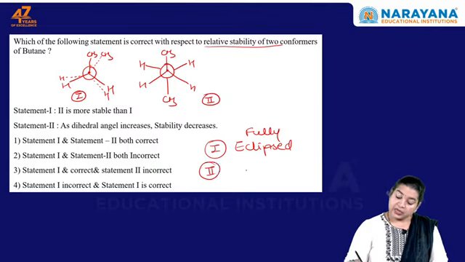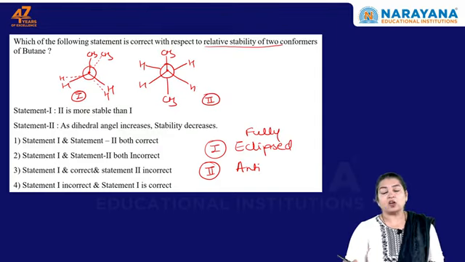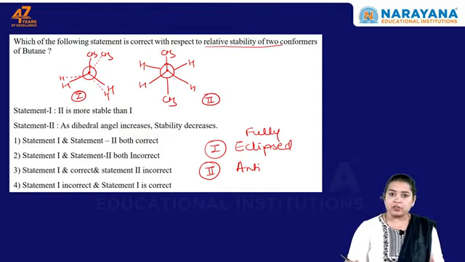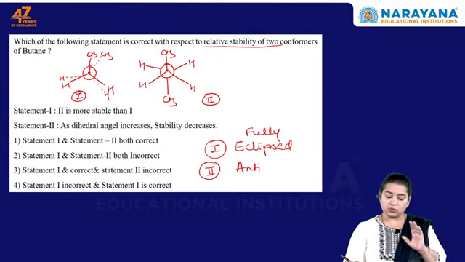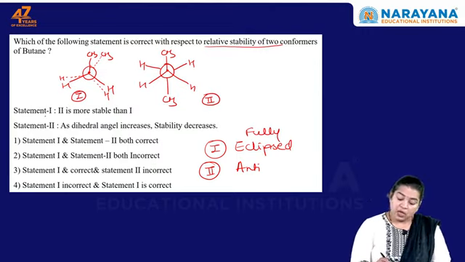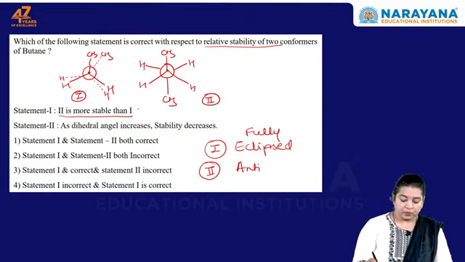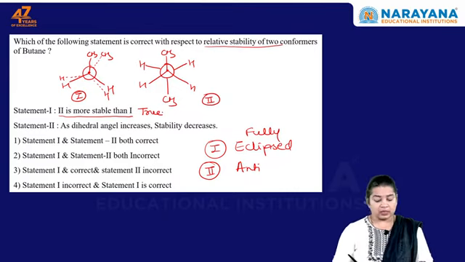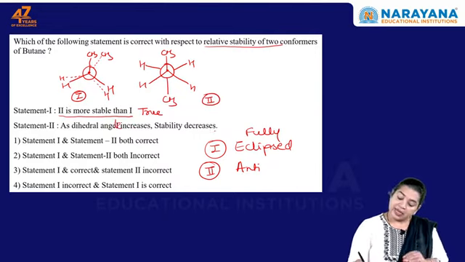Second conformer is the anti-conformer, right? Anti-conformer of n-butane along C2-C3 is the most stable conformer. The other one is of course gauche, which is not taken into consideration, or the partially eclipsed. We are asked about these two only. Now the question is statement 1, which is 2 is more stable than 1. Yes, if 2 is anti, then it is more stable than 1. This statement is correct. As dihedral angle increases, right, stability decreases.